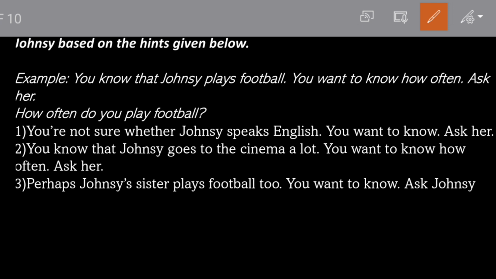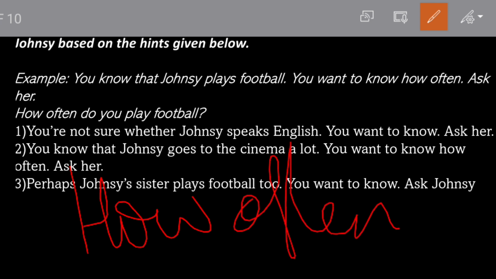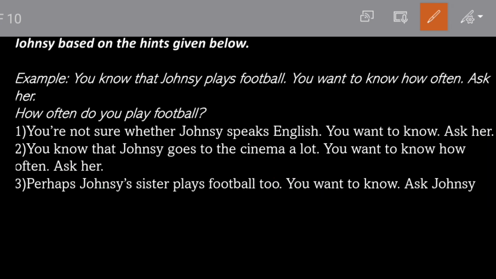Let's look at the second case. You know that John C goes to the cinema a lot. You want to know how often. Ask her. How would you ask that? The question word is how often. Then the subject is you. Therefore, how often do you go to the cinema? Okay, that's the question. In this third case, perhaps John C's sister plays football too.